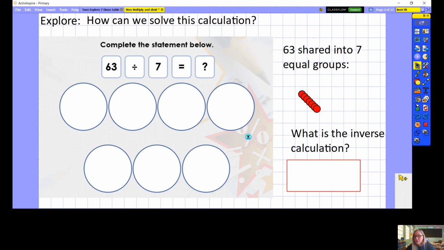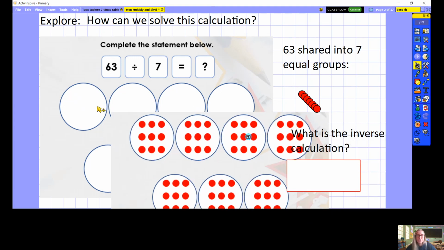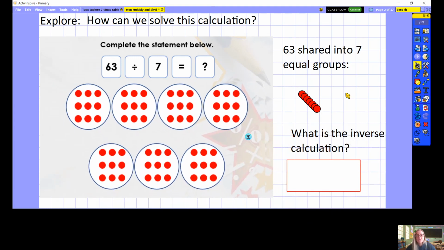Okay, so just to help you see what this would look like visually, if I shared 63 counters into 7 equal groups, this is what the 7 equal groups would look like. So there will be 63 counters here altogether shared in 7 groups. And then if I count how many counters there are in each group, that will give me the answer. So there are 1, 2, 3, 4, 5, 6, 7, 8, 9 counters. So there are 9 counters in each group. So 63 divided by 7 equals 9. So that should have been your answer. So well done if you got that right.